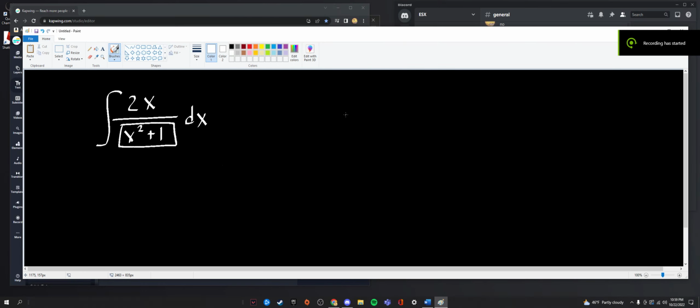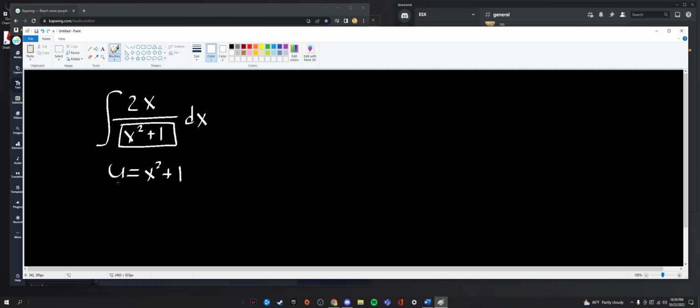Hey everyone, today we're going to be doing this integral with u-substitution. So let's get started. We have the indefinite integral of 2x over x squared plus 1 dx, and I've already boxed out this x squared plus 1, because that's what we're going to be defining as u for u-substitution. So u is equal to x squared plus 1.